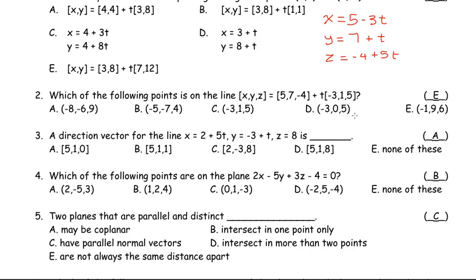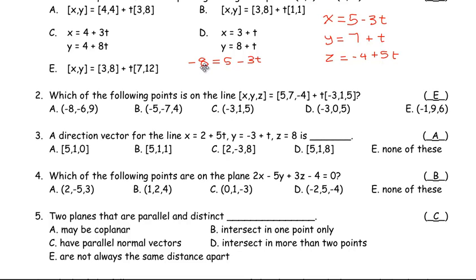Now we're trying to figure out which point is on the line. You can start anywhere you want. I'm going to start with A here. If I look at this point, -8 is the x coordinate. So if I put -8 in place of x here, I would get -8 equals 5 minus 3t, and I'm going to solve for t here.